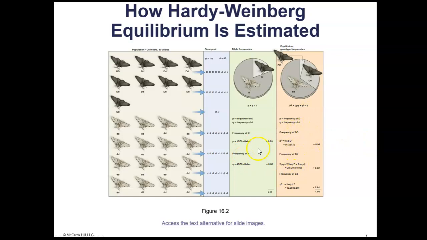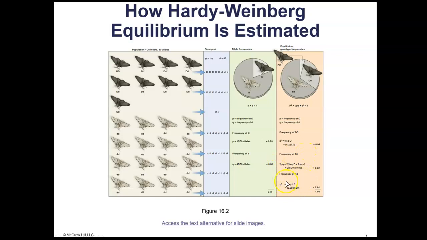So if we know that P is 0.2, then we know P squared is 0.2 times 0.2, which is 0.04. So that means the frequency of the homozygous dominant individuals, that means 2 big Ds, is going to be 0.04. And then we can take 2 times 0.2 times 0.8 to give you 0.32 is the frequency of the heterozygous big D, little d individuals.